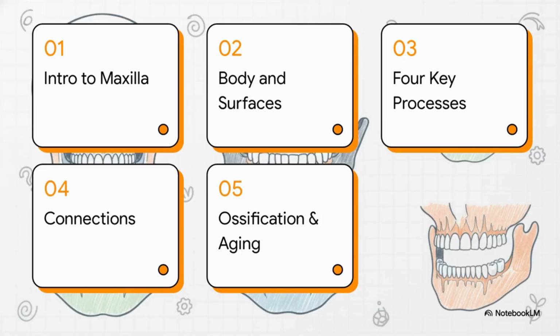So, here's our game plan. 1. Introducing the maxilla. 2. The body and surfaces. 3. The 4 key processes. 4. Connections and articulations. And 5. Ossification and age changes. Let's get to it.